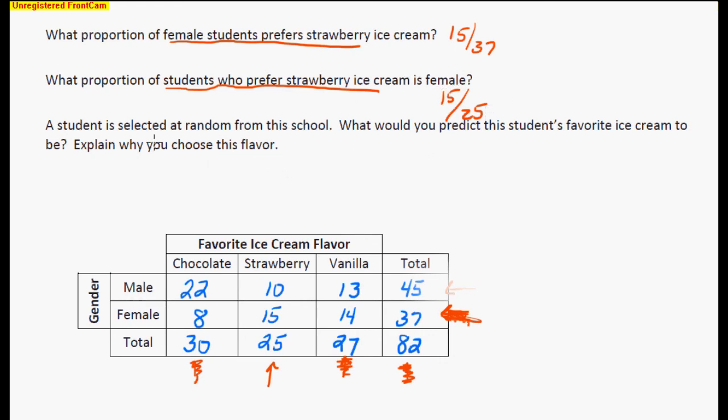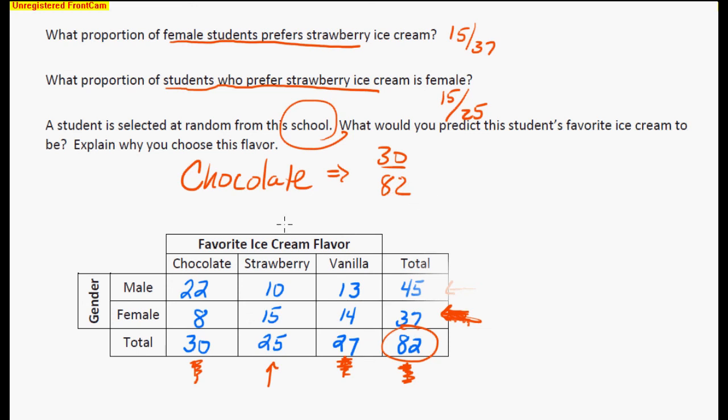All right. How about this next one? A student is selected at random from the school. Now you're taking from everyone. This is everyone in the school. All right. So now we're going to use that number right here. What would you predict the student's favorite ice cream to be? All right. Well, let's see. Which one of these flavors had the highest total? Well, 30 out of the 82 wanted chocolate, 25 out of the 82 wanted strawberry, and 27 out of the 82 wanted vanilla. So it looks like chocolate is the winner because they had 30 out of 82 from this survey. All right.